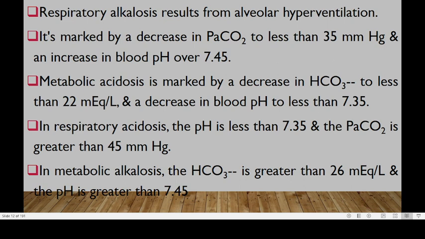Metabolic acidosis is normally marked by a decrease in bicarbonate to less than 22 milliequivalents per liter and a decrease in blood pH to less than 7.35. In respiratory acidosis, the pH has to be less than 7.35 and the partial pressure of carbon dioxide must be greater than 45 millimeters of mercury. Lastly, in metabolic alkalosis, the bicarbonate has to be greater than 26 and the pH has to be greater than 7.45.